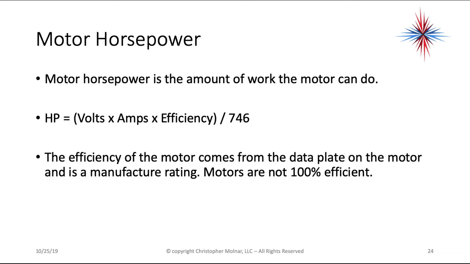Motor horsepower is the amount of work a motor can do. Horsepower equals volts times amps times efficiency divided by 746. The efficiency of the motor comes from the data plate on the motor and is a manufacturer rating. Motors are not 100% efficient because anytime you use electricity, heat is generated. Heat is what affects the efficiency of the motor.